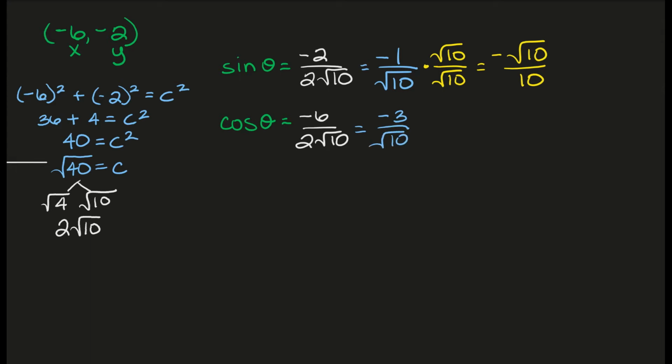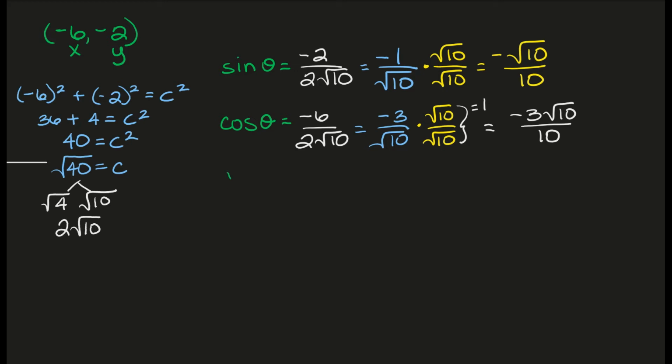And just like before, we have to rationalize this denominator. So we're going to multiply by root 10 over root 10. Now, if you're wondering why this is okay, like how could you change the answer by multiplying by something like this? Well, that's because this right here equals 1. Remember, anything divided by itself is 1. So multiplying by 1 doesn't change the value of the solution. So this is going to give us negative 3 root 10 all over 10.